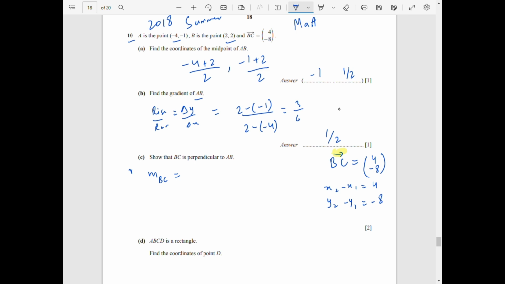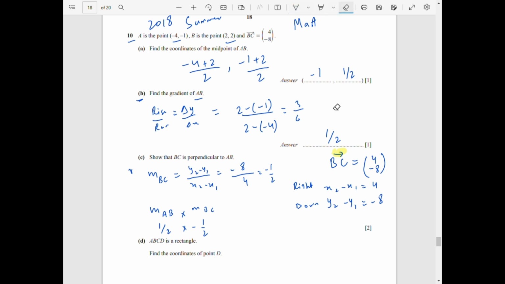So x2 minus x1 is right, and y2 minus y1 is down in this case, and that is actually the gradient. In order to find the gradient, I would plug in here y2 minus y1, that would be -8, and x2 minus x1, that would be 4. So I get -half as the gradient of BC. Since you can see the gradient of AB in part B over here was half, multiplied by the gradient of BC that we just got, -half, if you multiply these two, you should get 1.